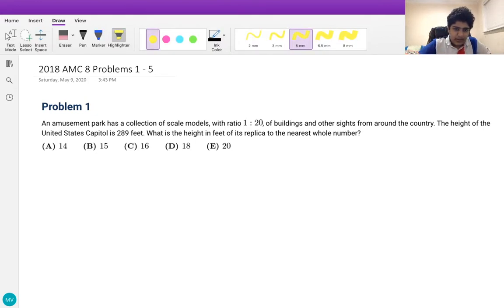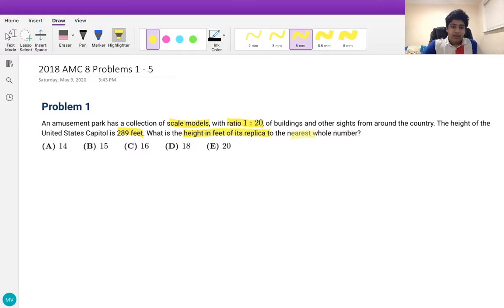An amusement park has a collection of scale models with ratio 1 to 20. So scale models, ratio 1 to 20, of buildings and other sites from around the country. The height of the United States Capitol is 289 feet. What is the height in feet of its replica to the nearest whole number?